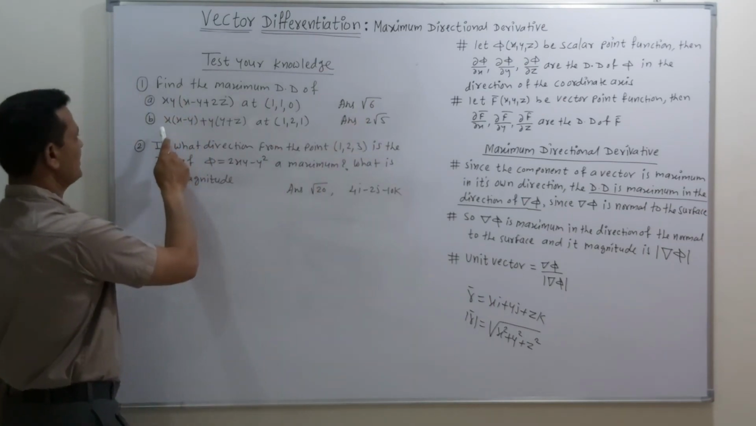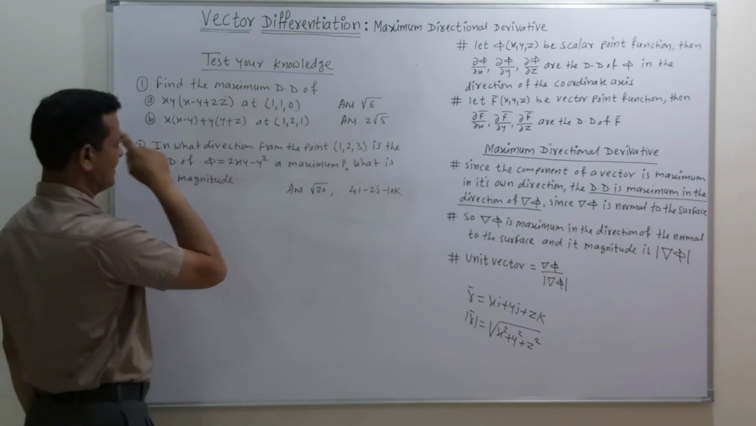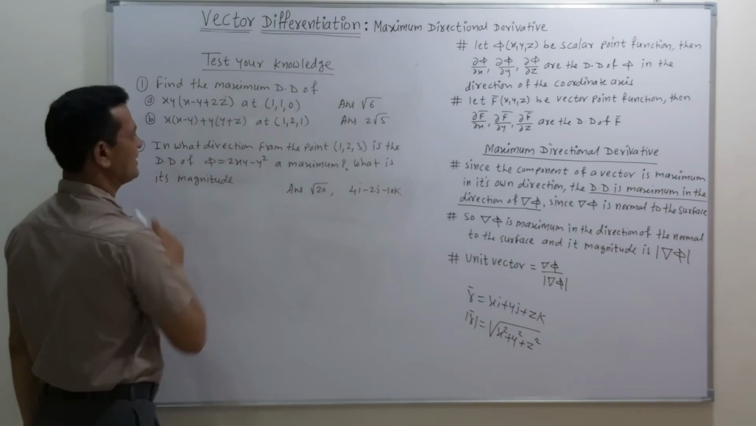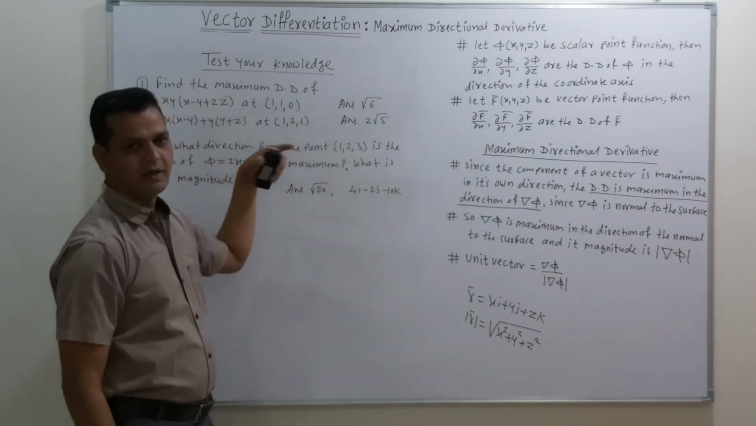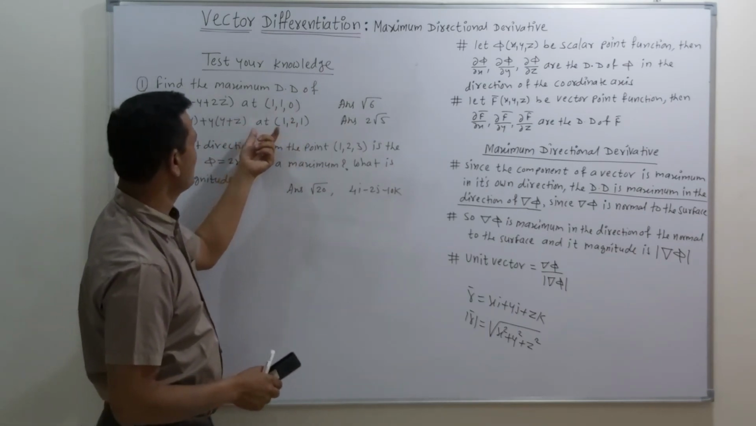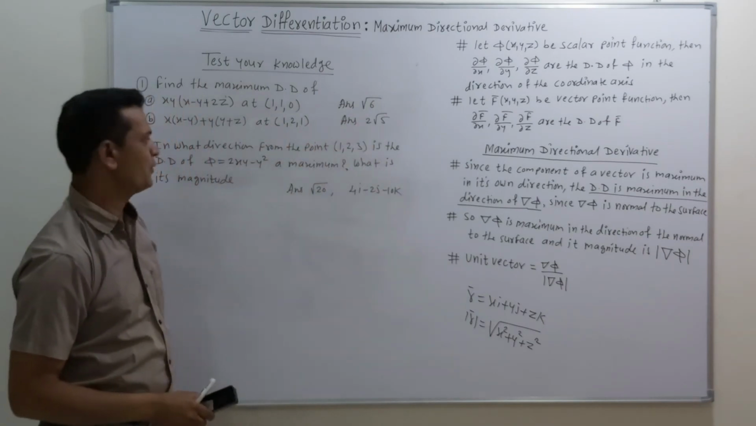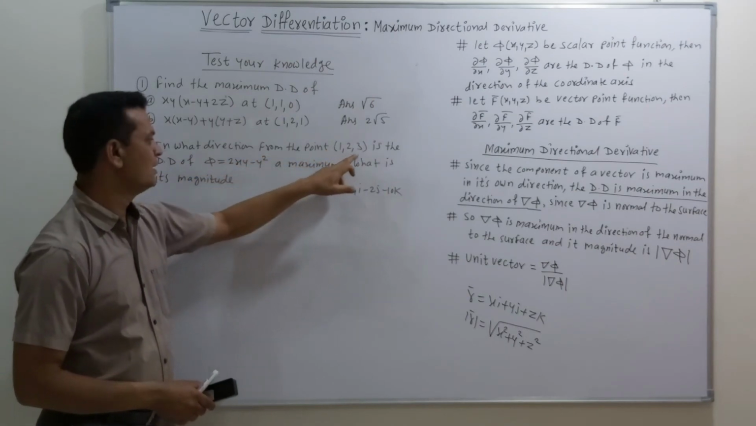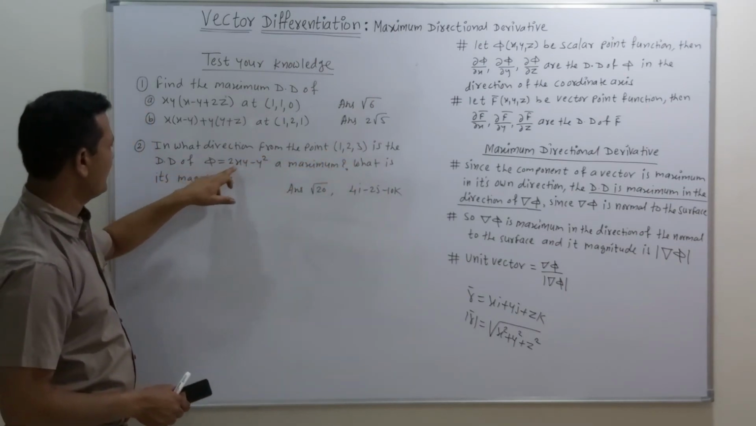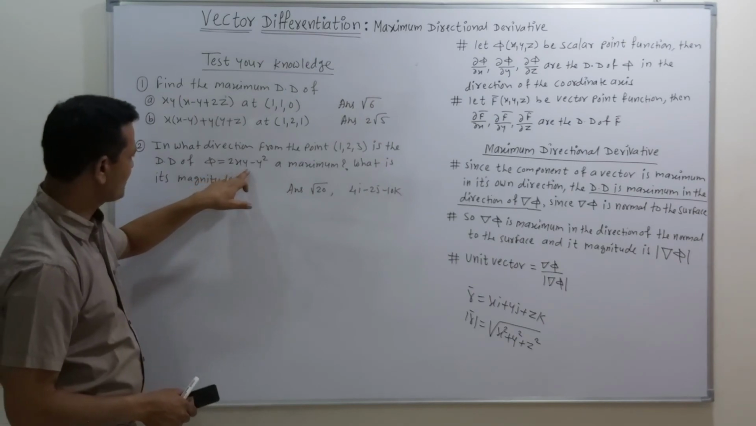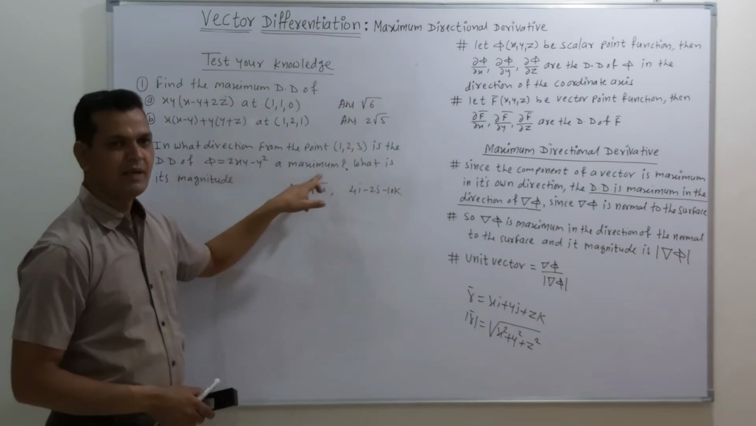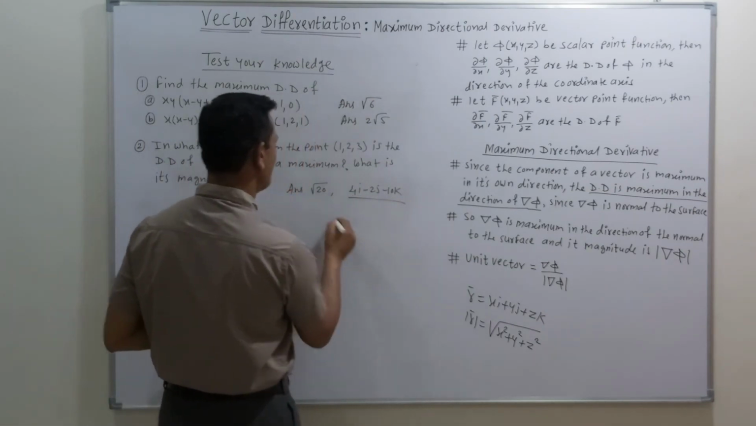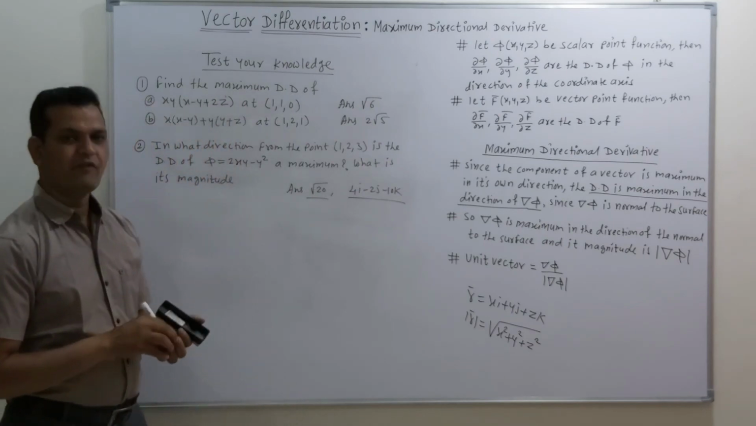Then the second question: phi is x in bracket x minus y plus y in bracket y plus z at the point 1, 2 and 1. If we find the maximum directional derivative, the answer is 2 root of 5. Then the next question is: in what direction from the point 1, 2, 3 is the directional derivative of phi, defined as 2xy minus y square, a maximum, and what is its magnitude. The maximum directional derivative magnitude is root of 20.